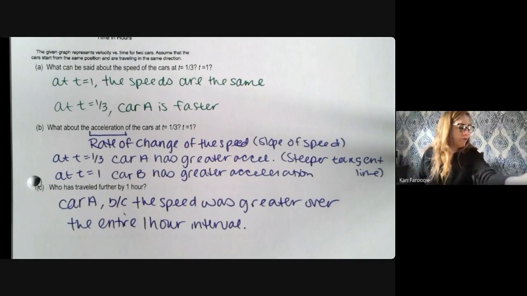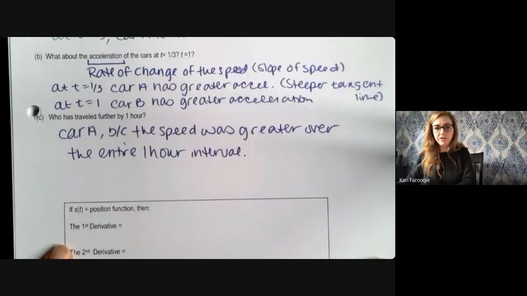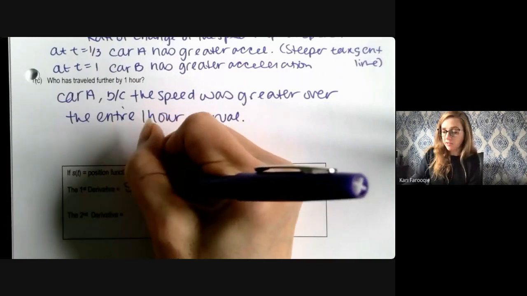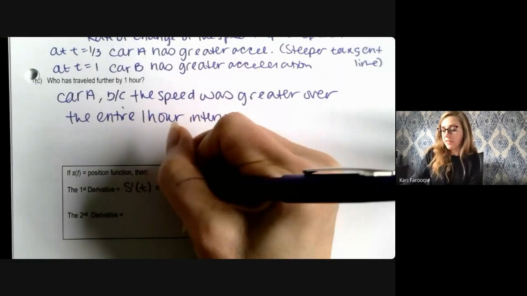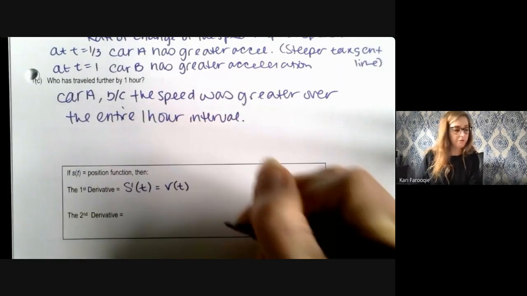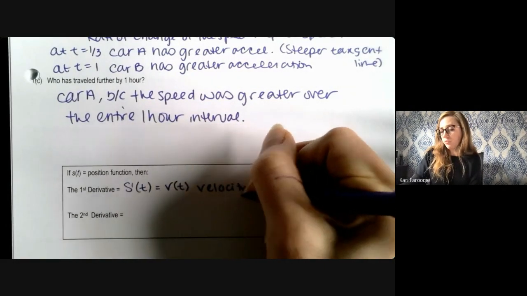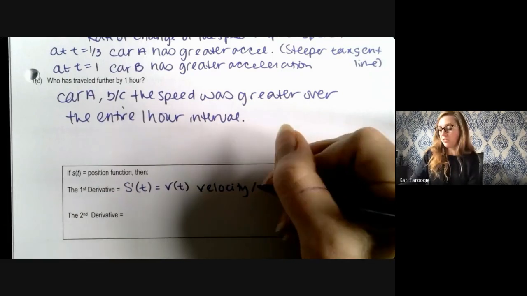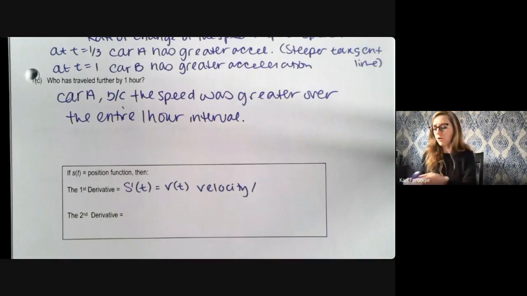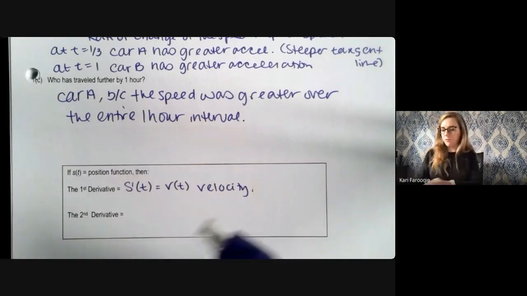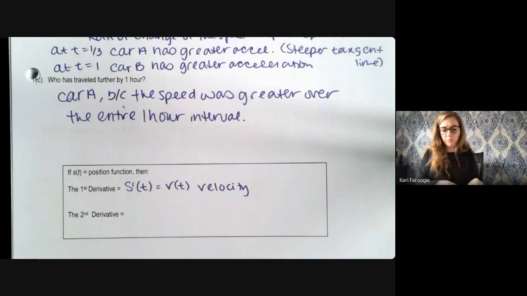Okay. All right, so if we have s of t being a position function, then the first derivative is s prime of t, and that gives us v of t, which is the velocity. And usually we measure this in feet per second, but not always. It could be in miles per hour, but for right now, we'll say in feet per second.